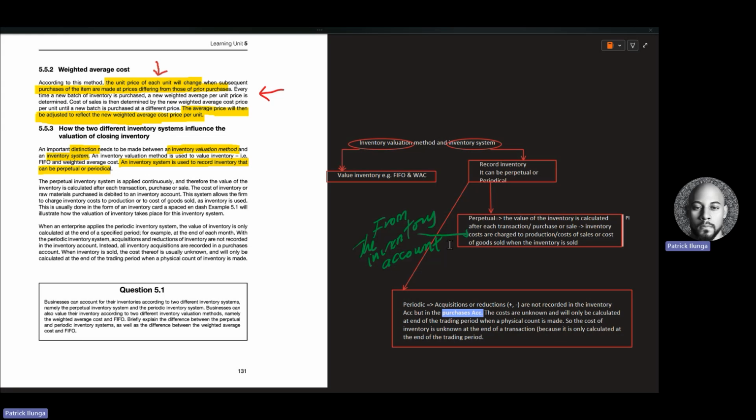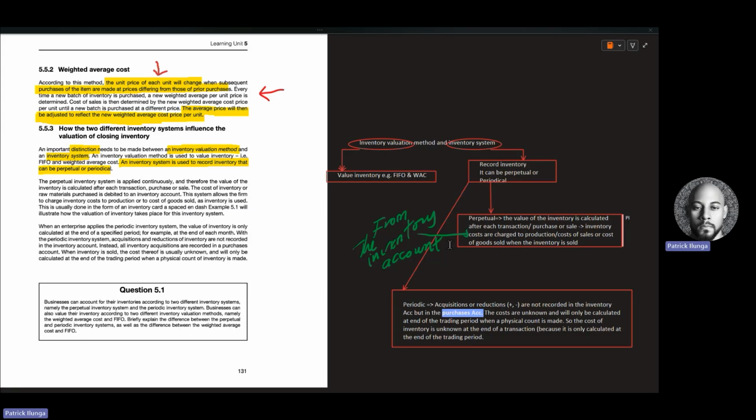And as soon as that item is sold, automatically we're going to charge that cost that was in the inventory account, right? We're going to charge it to the production or the cost of sales or the cost of goods, right? On the income statement. So I trust that that is super clear, right?